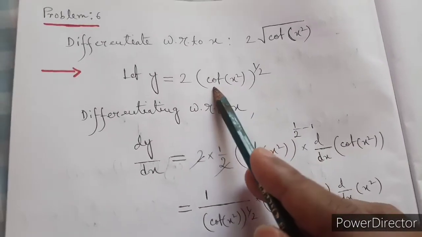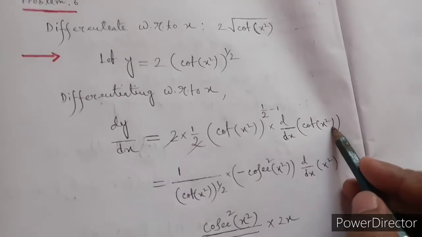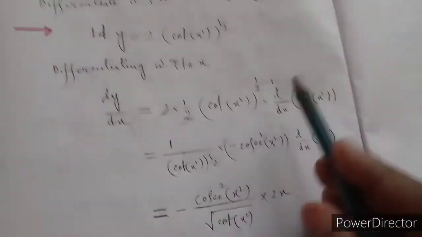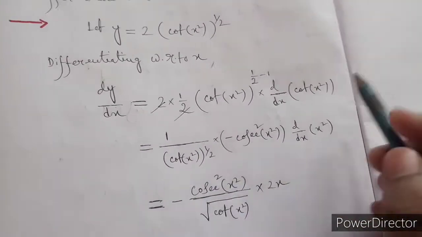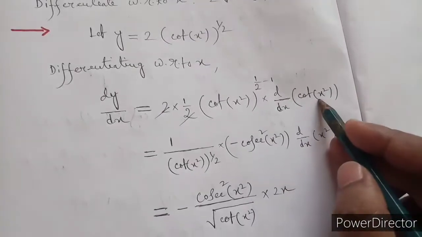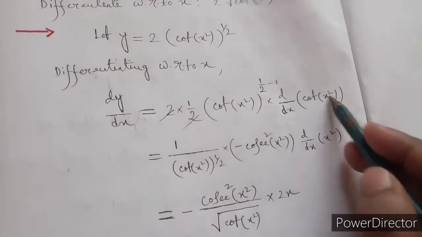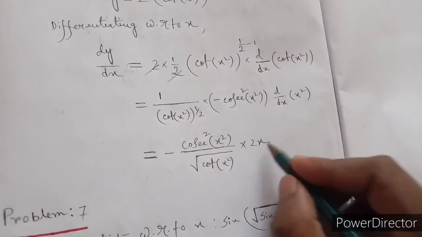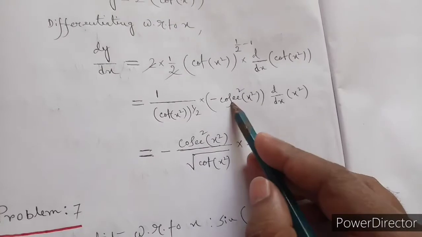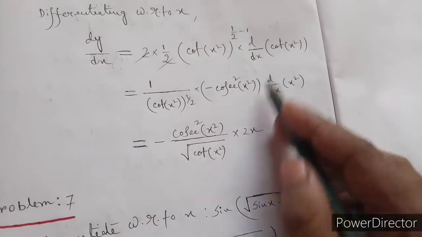And now the derivative of cot x square according to the chain rule, so d/dx of cot x square. Got it? So now the half cancels out, and half minus 1 means minus half. So this should be 1 by cot x square whole to the power half. And look at that, d/dx of cot x is what? Minus cosec square x. So minus cosec square x square. And now the derivative of x square, d/dx of x square is what? 2x. So the answer is minus cosec square x square by root under cot x square, and this should be 2x. Okay, it is your answer.